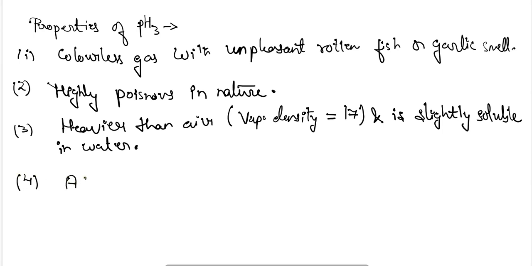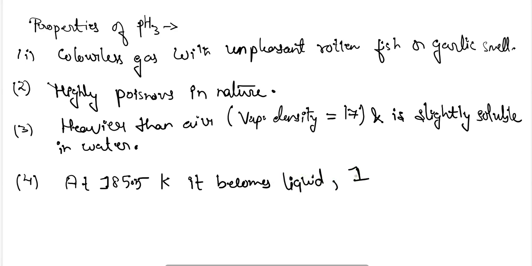At 185.5 Kelvin, it becomes liquid. Okay, means it condenses to liquid, and at 139.5 Kelvin, it forms solid. Okay, it gets solidified at a temperature of 139.5 Kelvin.